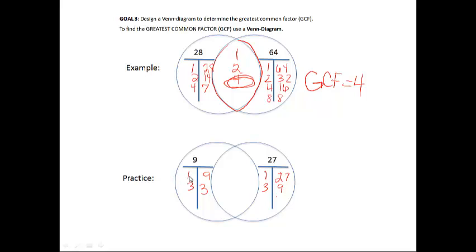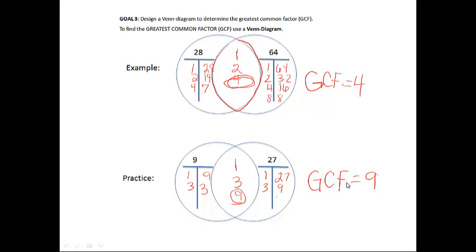Alright. They've both got a 1. And they've both got a 3. There's a 3, and then there's a 9 here, and there's also a 9 here. Okay, don't just stop at the 3. You have to go all the way through the list. So your GCF, or the greatest number, the largest number they have the same, is 9. Okay.